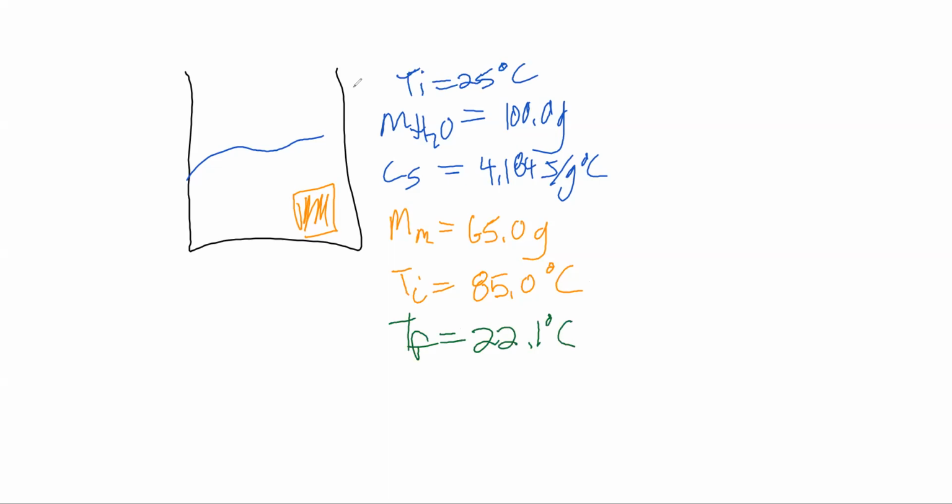What we would like to do is find out the specific heat capacity of that metal from that information. So in this scenario, what do we know about the heat of the water and the heat of the metal? Is there a relationship between them, or do we not know anything about them?